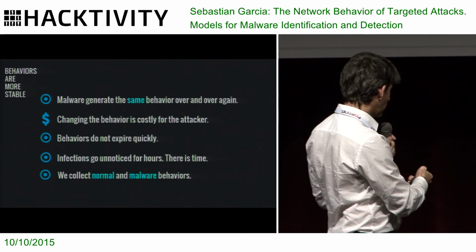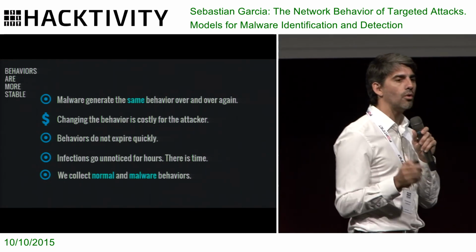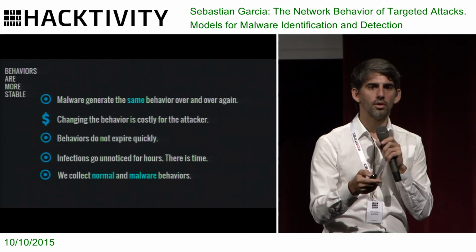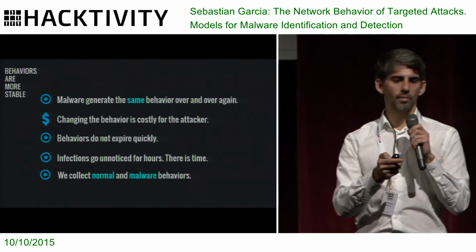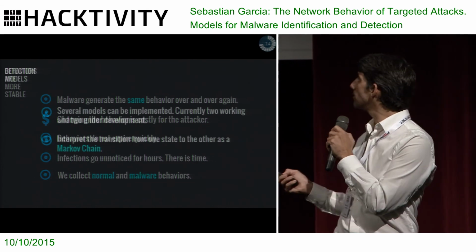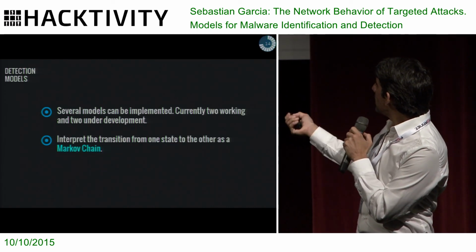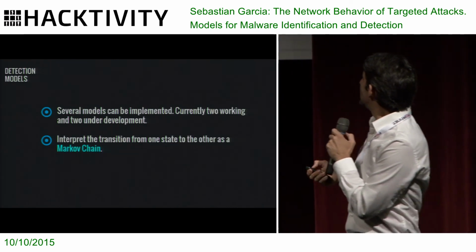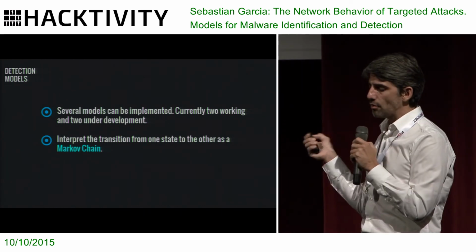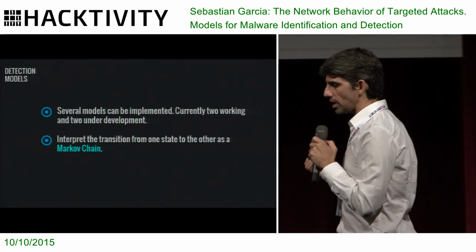And finally, we collect both normal and malware behavior. We want them both. We need to know what's normal. We need to know how normal looks like. And then we can implement this. So how can we implement a detection for this type of traffic?